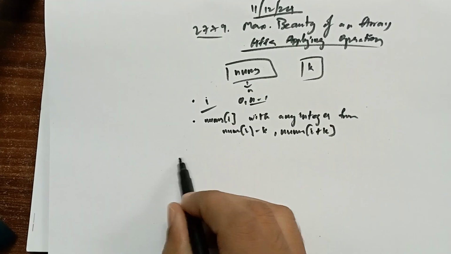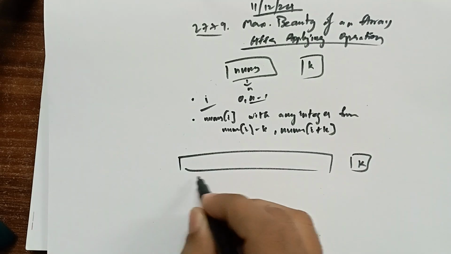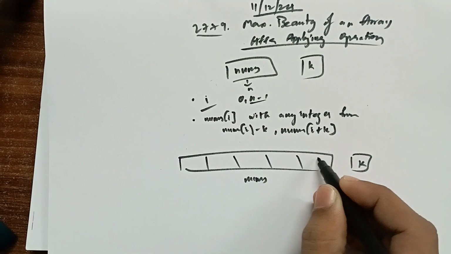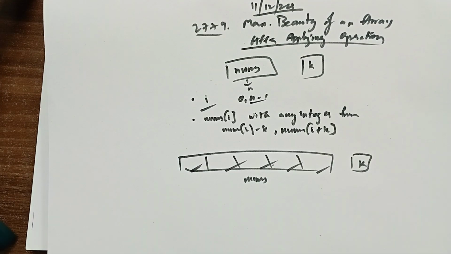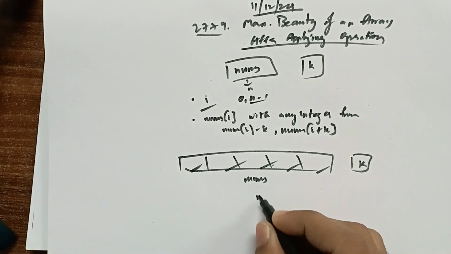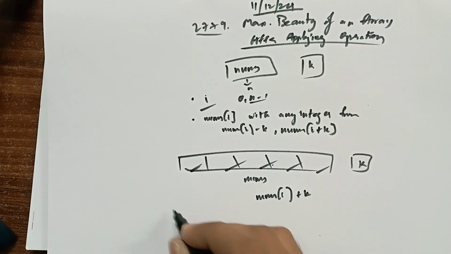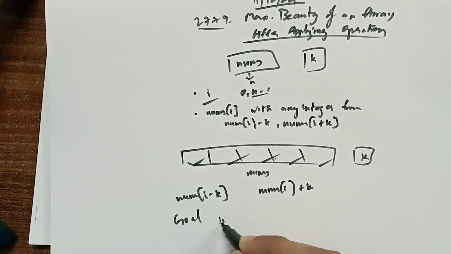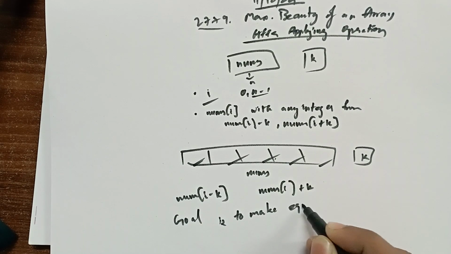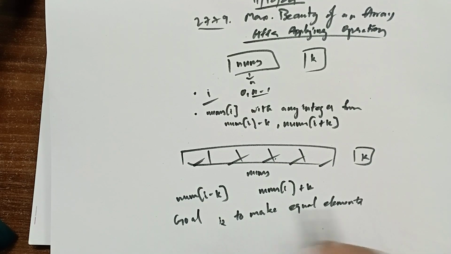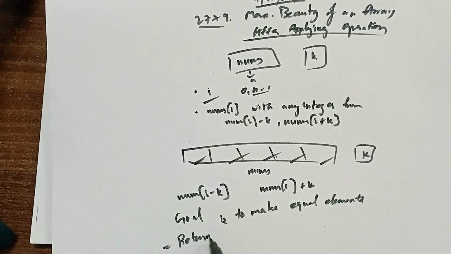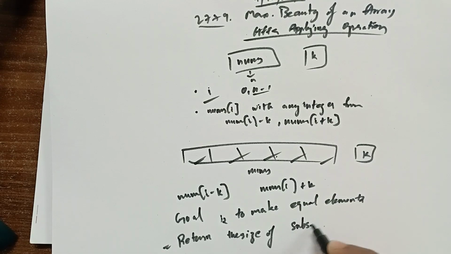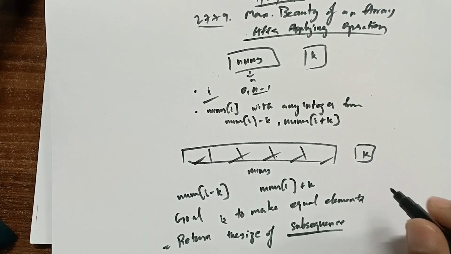That means we are given an array and an integer k. Now in this nums we can change any index to a value in the range of nums of i minus k to nums of i plus k, and our goal is to make equal elements and then return the size of the longest subsequence consisting of equal elements.